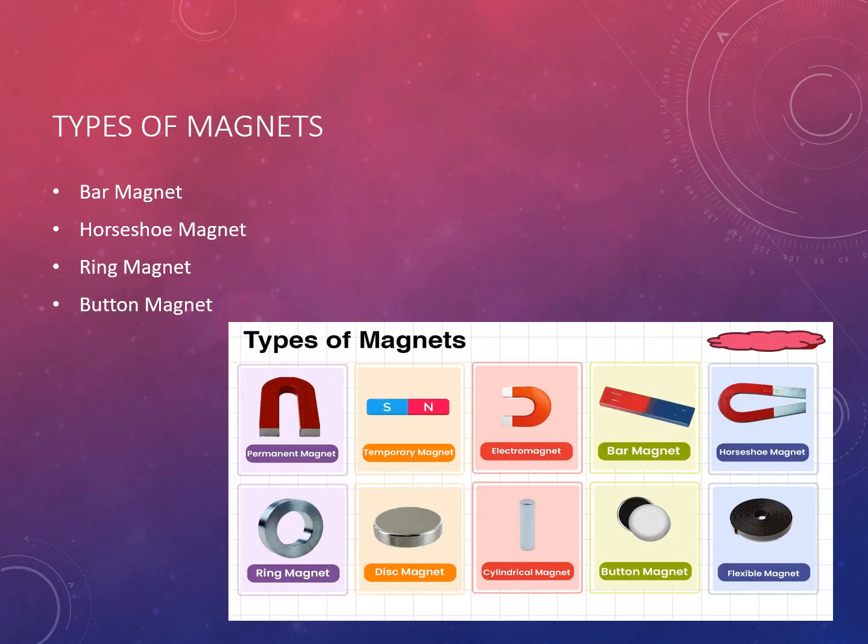Let's learn about the types of magnets. There are various types of magnets available in the market. These are all man-made magnets, which we have made through some chemical processing according to our requirement. So there are bar magnets, horseshoe magnets, ring magnets, and button magnets.